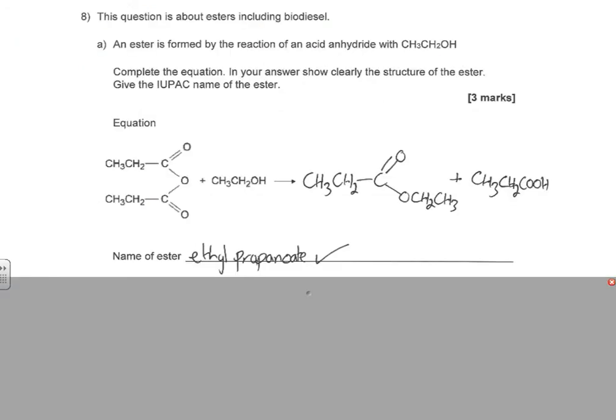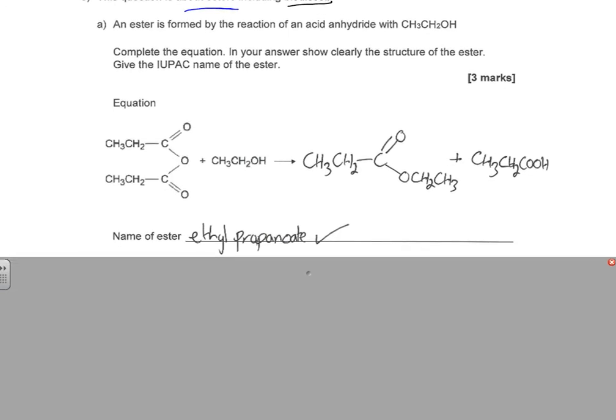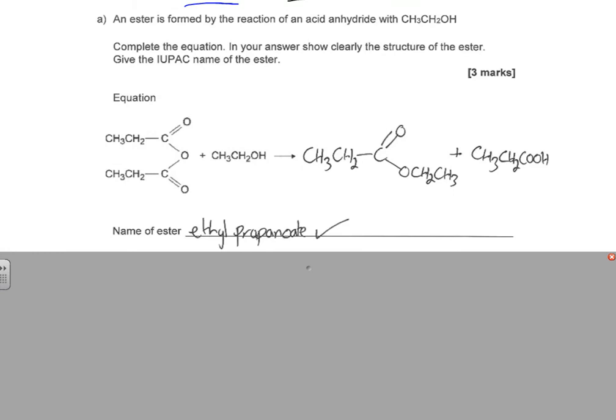Now question 8 would be the last question in this section, and it is perhaps the most awkward. Certainly one of the hardest questions from a paper 2 that we've seen in recent years. But it starts off with a focus. It's about esters, and it is also about biodiesel. An ester is formed by the reaction of an acid anhydride with ethanol. Complete the equation and with your answer, clearly show the ester and give the IUPAC name of the ester.